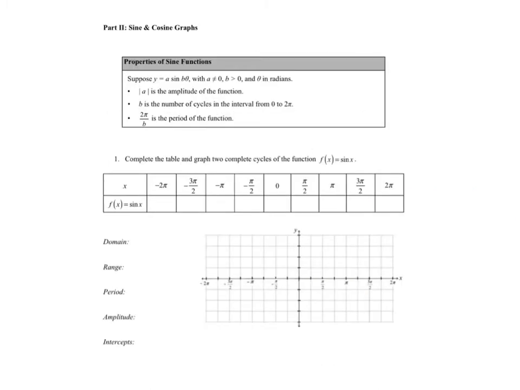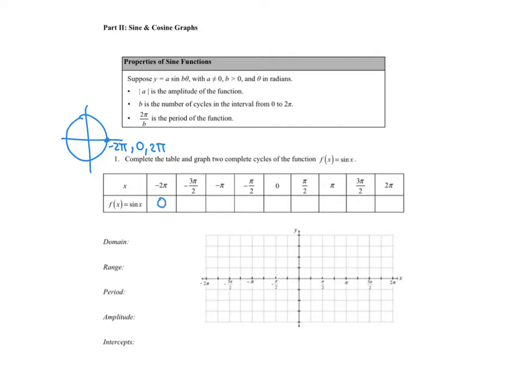Now we're going to graph our sine and cosine graphs. We're starting off with sine. To complete a table for the function f of x equals sine of x, we're going to use the values from the unit circle that we have previously learned. Sine of -2pi, if you think about the unit circle, -2pi is coterminal with 0 and 2 pi. And the sine at that point, or the y-coordinate, is 0.